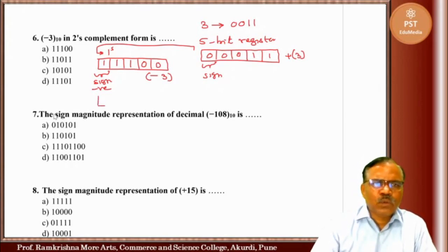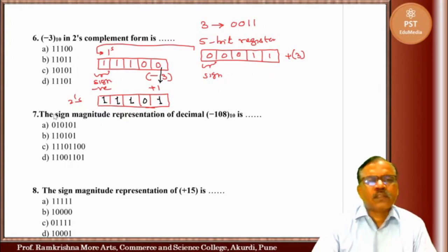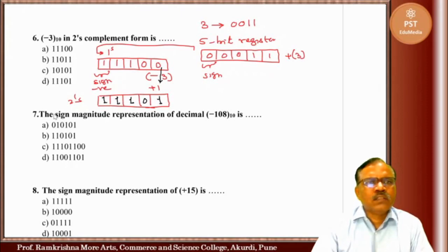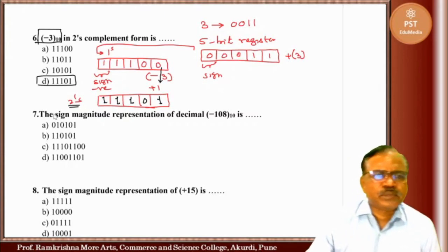Now we have to find the 2's complement. So again here this one, we have to add plus 1 in this one. Adding plus 1 you will get 1, 1, 1, 0, 1. So this is the 2's complement of minus 3. So this one is the correct answer.